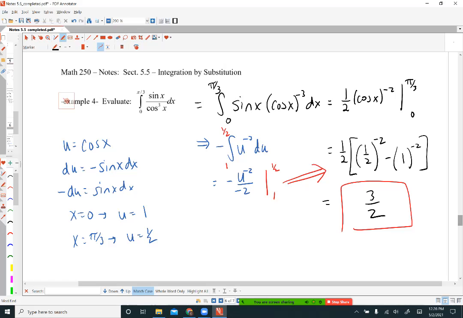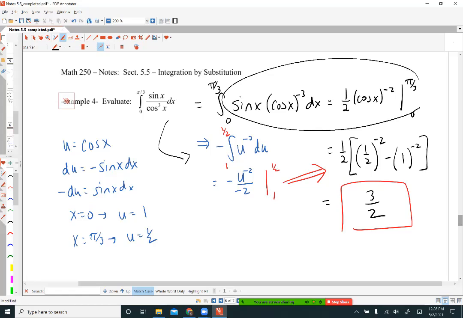Yeah, so they're going back to the original limits of integration, but just look right here. We don't actually have to do that, right? You go right here. So sine of x dx is minus du, and then 1 over u cubed.